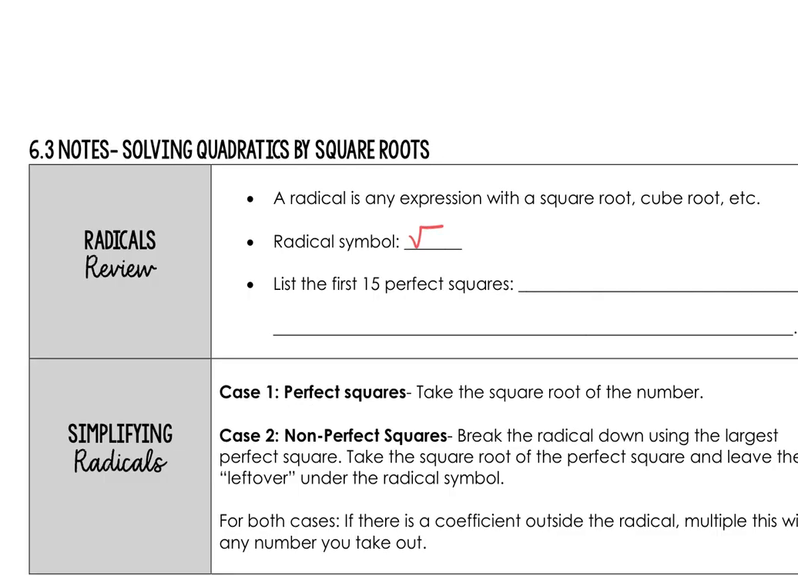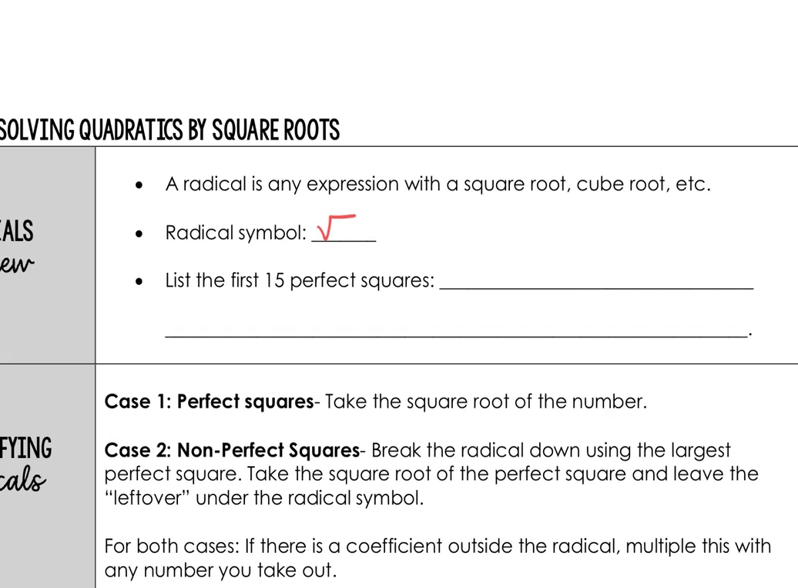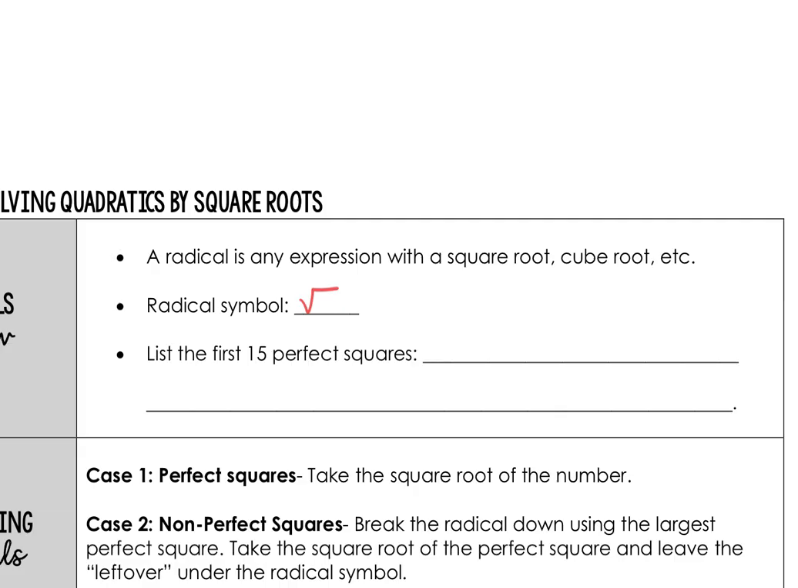And we are going to list our first 15 perfect squares, because knowing those perfect squares is going to make simplifying radicals a lot easier. Perfect squares are created when we multiply a number by itself. Like 1 times 1 is 1, so 1 is a perfect square. 2 times 2 is 4, so 4 is our next perfect square. And then 3 times 3, or 3 squared, so our next perfect square is 9. 4 times 4, so that's 16. 5 times 5, so our next perfect square is 25.